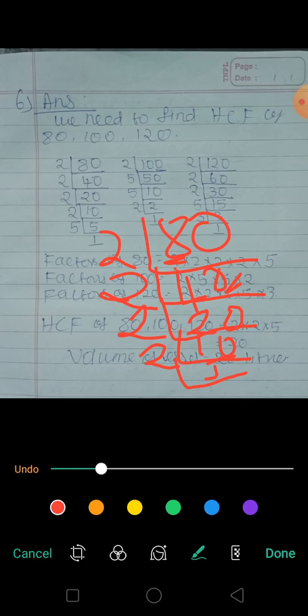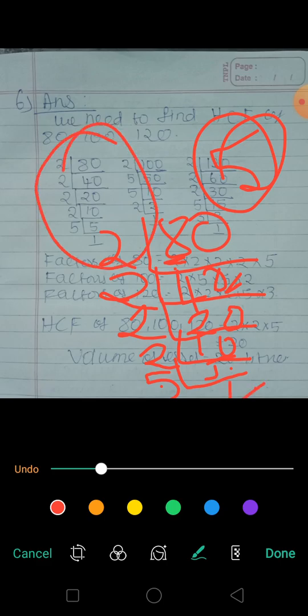But again we can't use two table, because in two table we don't have 5. So in which table we have a 5 value? Only 5 table. So 5 1s are 5, so 1. Okay, this is the first one.